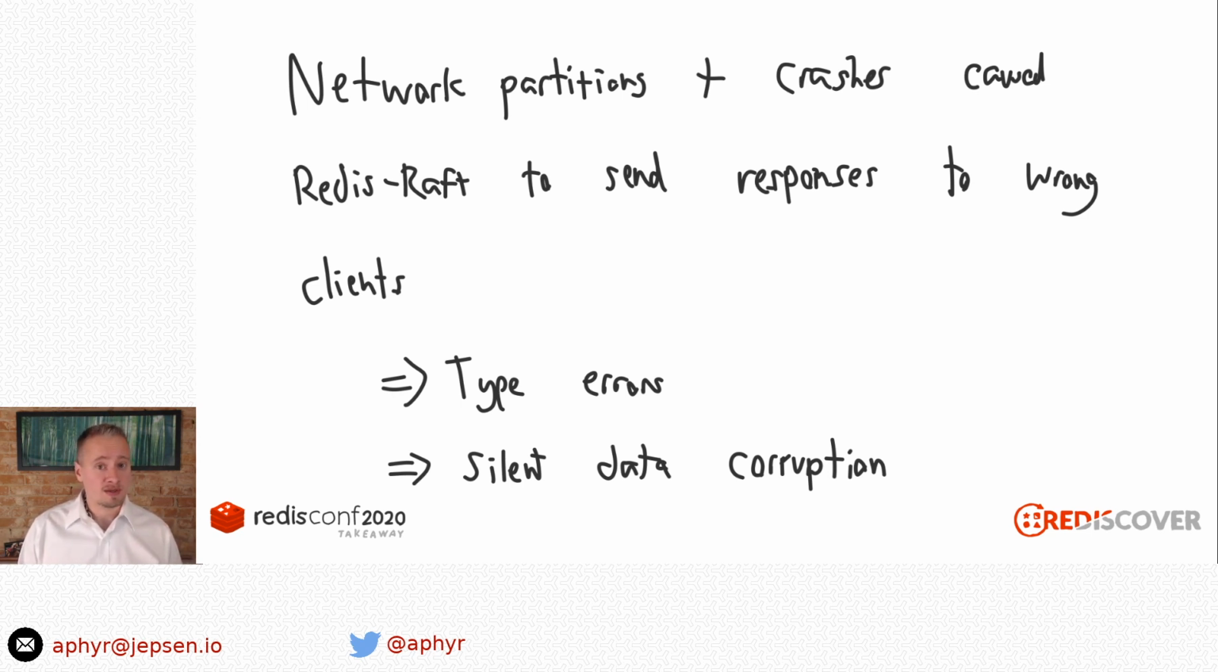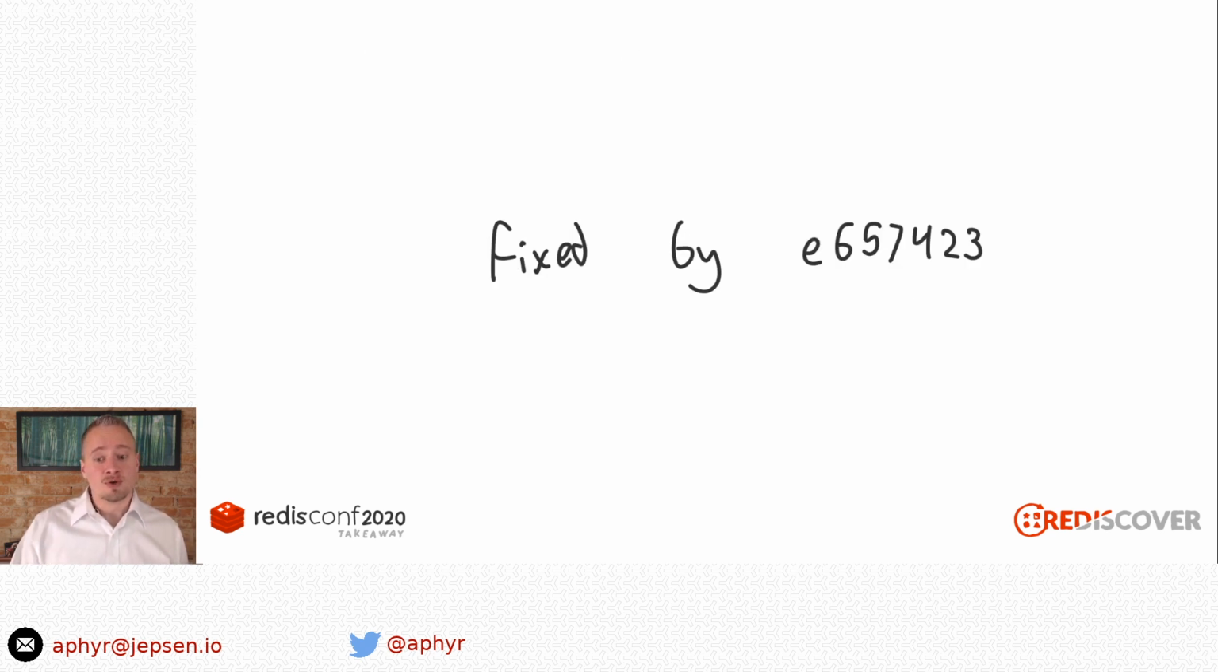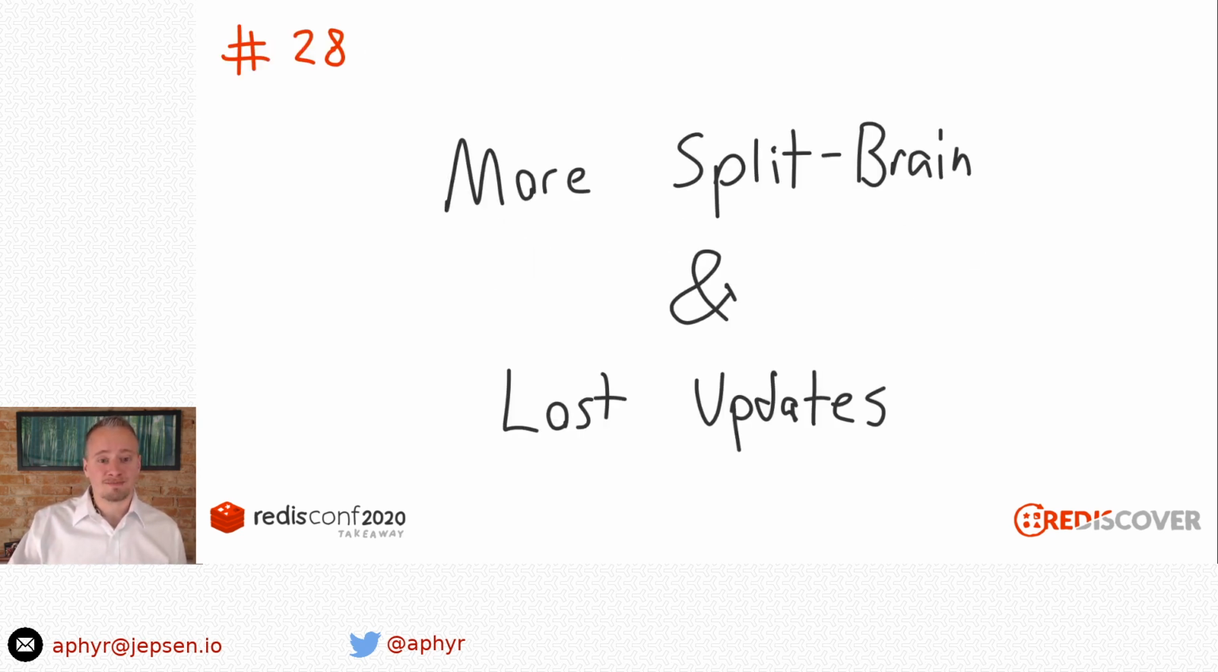If you were lucky, you'd get back an object of the wrong type, and you'd get a type error. If you're unlucky, the response message you get would be of a compatible type, at least for the values you cared about reading. And then you could get silent data corruption, because the values you were reading had nothing to do with the actual requests you made. This occurred because the proxy command handler inside of RedisRaft basically had a typo. It used the RedisRaft context rather than the request context object. So it sent responses to the wrong place. Leaders also were rebundling multi-transactions, and there was some error handling around asynchronous context cleanups that had to be addressed. So all of these fixes are packaged together in E657.